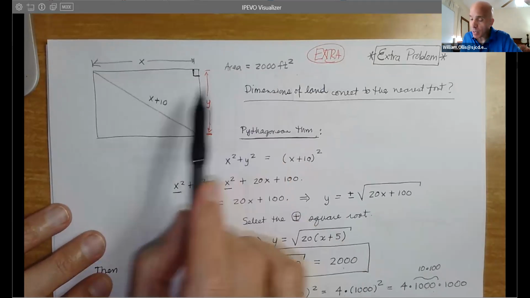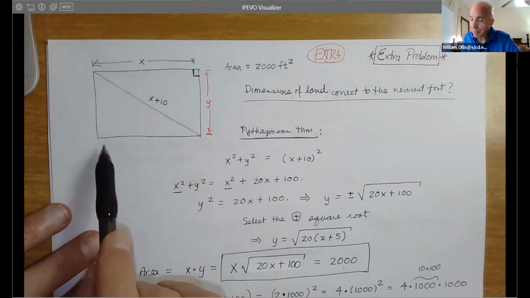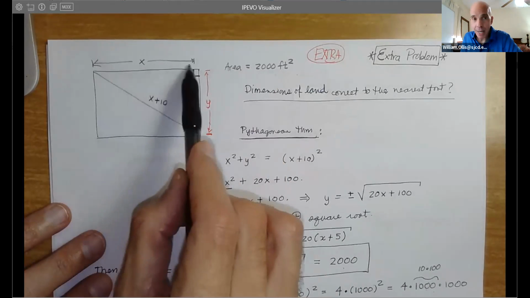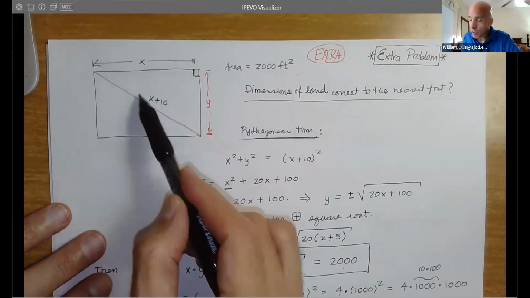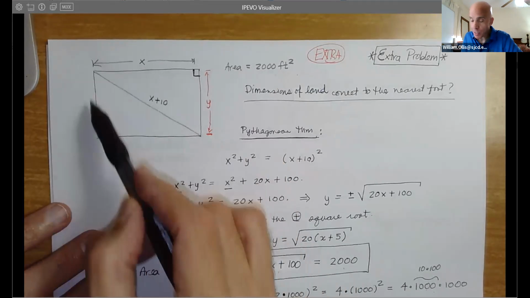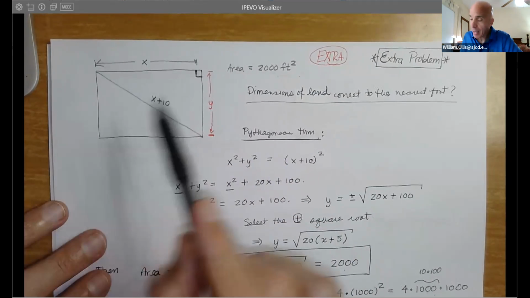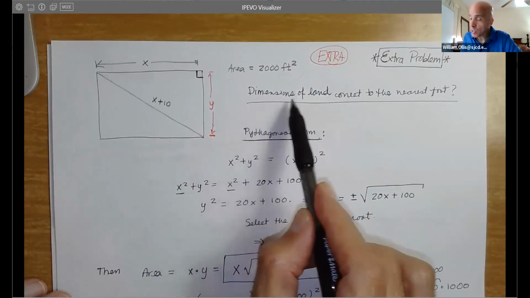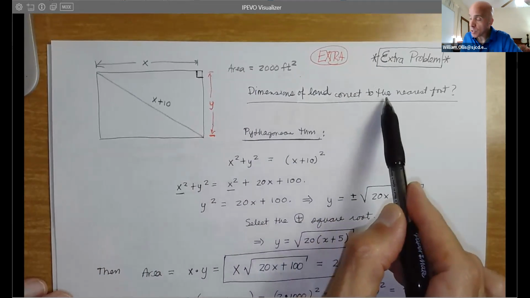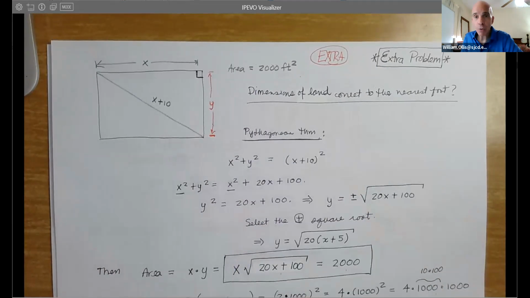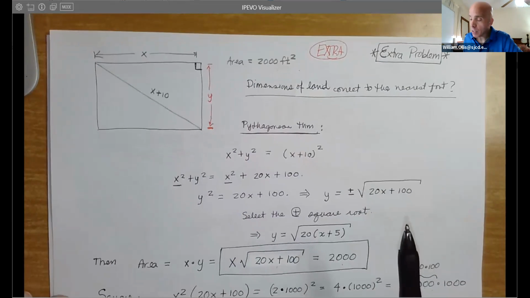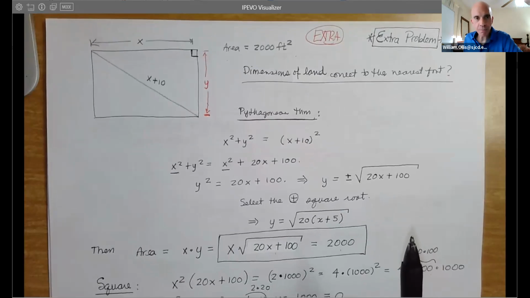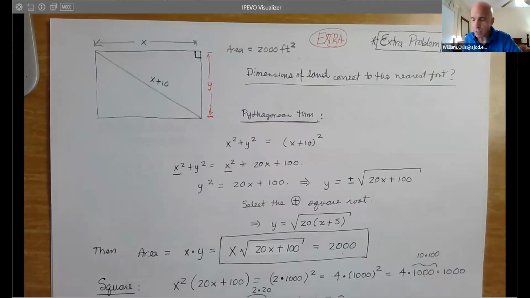We have this parcel of land which has a dimension x here, and the diagonal has dimension x plus 10. This is a rectangle. It has area 2,000 square feet. And then it said the dimensions of land correct to the nearest foot. So that would mean whatever you would get for the dimensions, you'd round to the nearest foot. Okay, so when I looked at this problem, I said, this is still a good problem. Let's just work it and see what we can do with it.